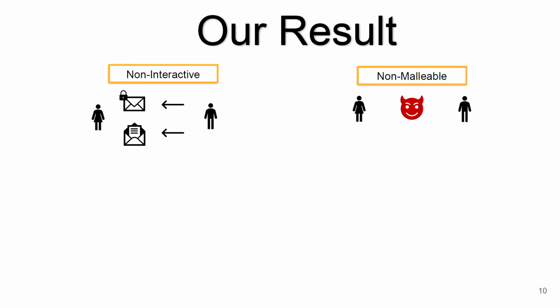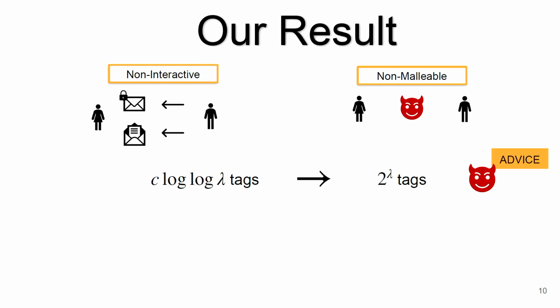OK, so great. Now we're on to our result. We show how to build non-interactive, non-malleable commitments, specifically a tag amplification procedure, where we start from log lambda many tags, and we amplify it to 2 to the power lambda many tags, and we prove security against non-uniform adversaries. And we make black box use of crypto, and we avoid NIWIs and iO.